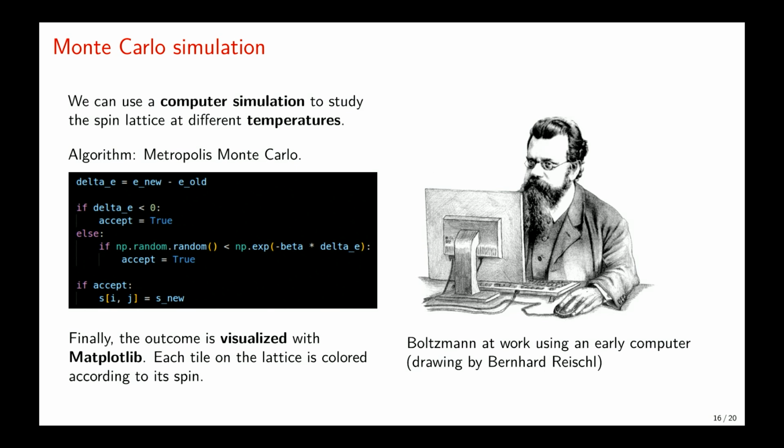Here we also see Boltzmann doing something similar. This is a drawing of Boltzmann using an early computer to perform such a simulation. And you can see this is an older drawing, right? Because this computer screen is almost square, and now we have all these fancy widescreens. So for me, this is reason enough to believe that this is an authentic picture of Boltzmann doing this kind of simulation work. And then, after we have done the simulation, we just visualize it with the usual suspects, in my case, Matplotlib.